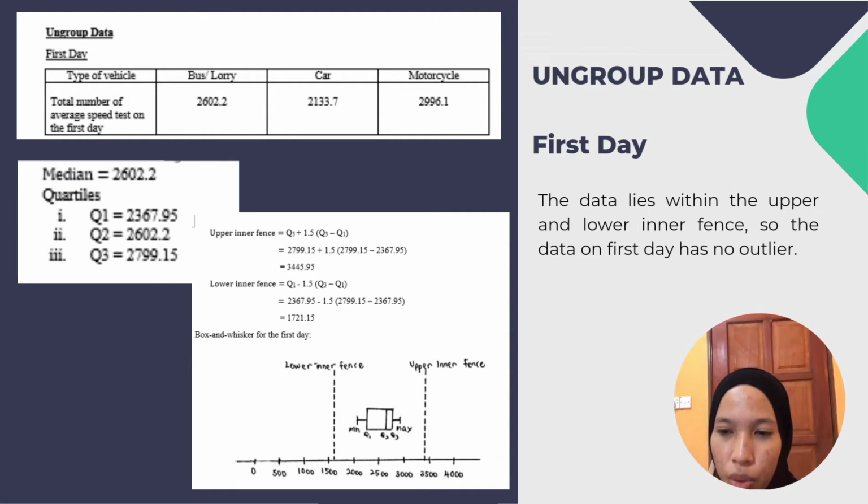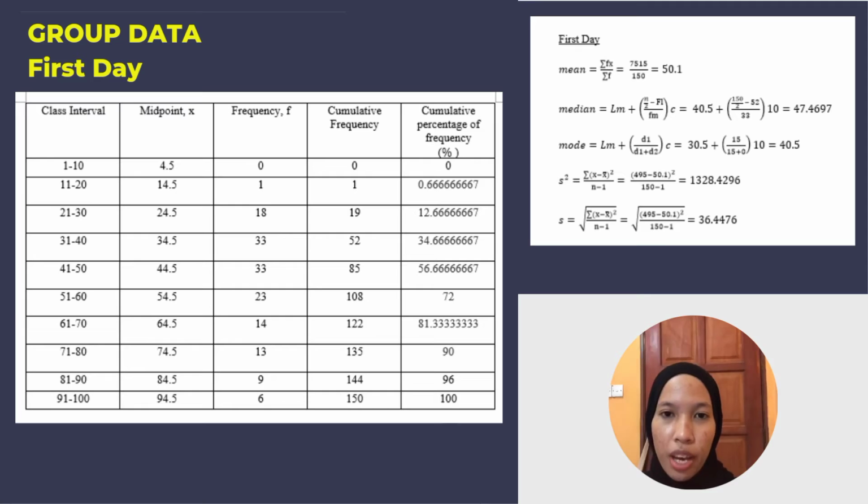So the picture shows the values that were keyed in for the box and whiskers. And for the calculation on the first day, the data lies within the upper and lower inner fence, so the data on the first day has no outlier. So we have grouped data on the first day.